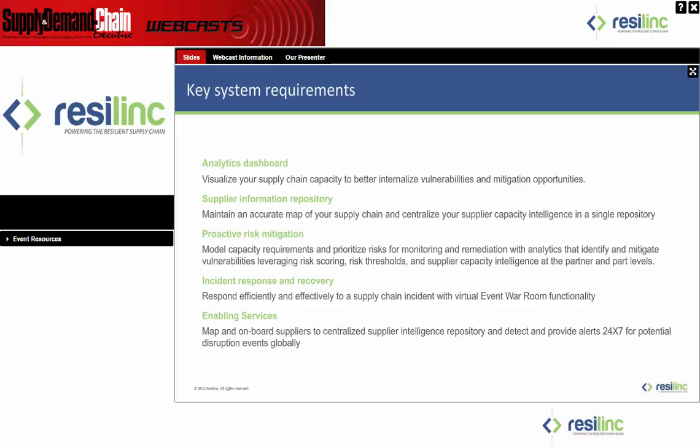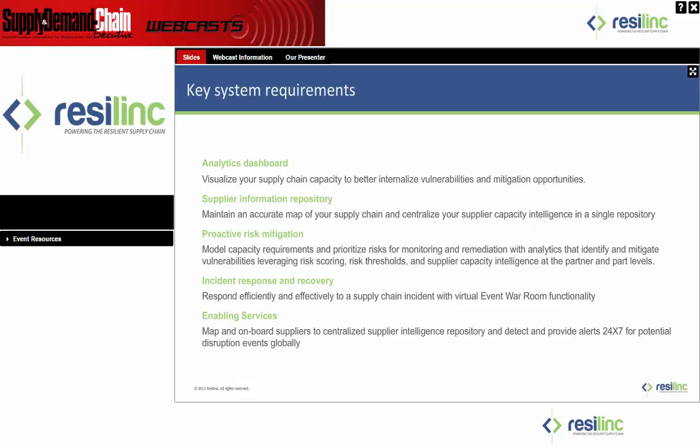Proactive risk mitigation algorithms help you cut through mountains of data that you commonly see in supply chain by automatically identifying and prioritizing the highest risk, most capacity constrained products, parts, suppliers, etc. This information lets you make judicious use of your budget, your people, and your resources to proactively address the most impactful items first. The incident response and recovery systems provide for rapid response to disruptions.